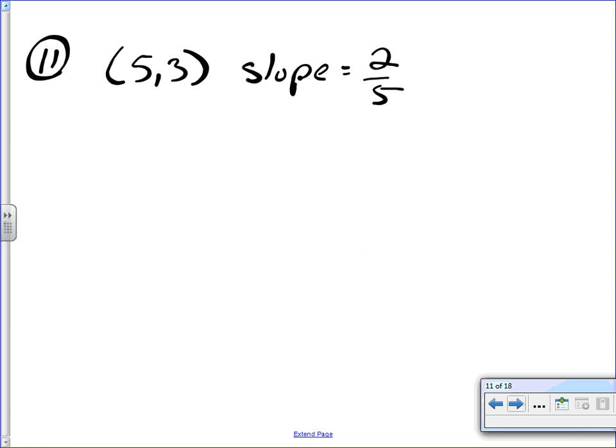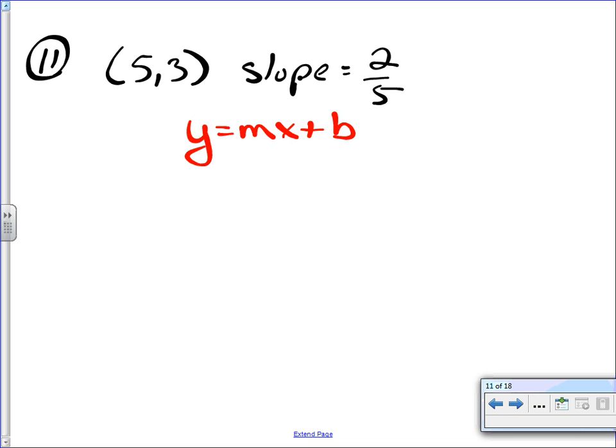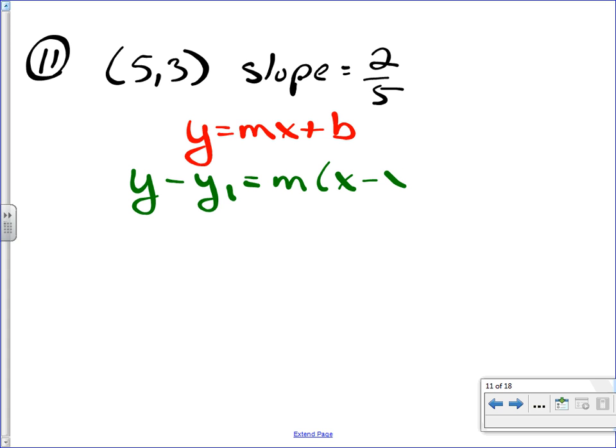Number 11. They've given me a point. They've also given me a slope, and they want me to write an equation in slope-intercept form. They want me to write something that looks like this right here. Problem is, I can't start there. Since they've given me a point and a slope, I'm going to start with this one right here. It's called the point-slope form. I'm going to use this formula first.